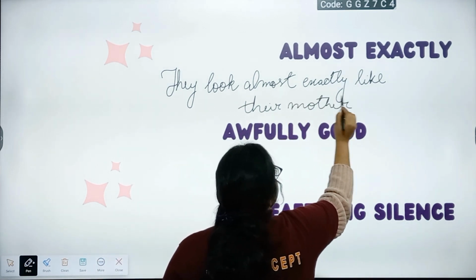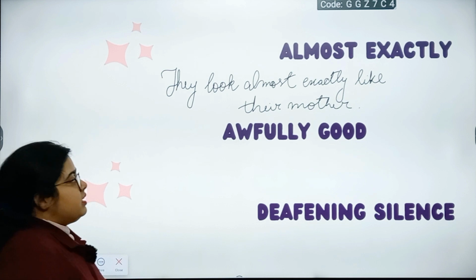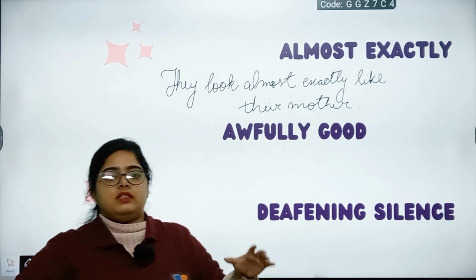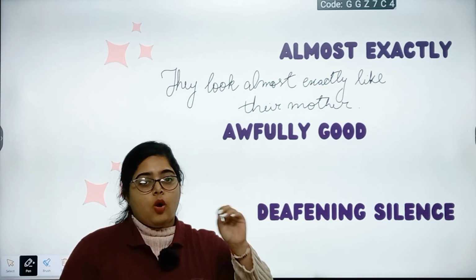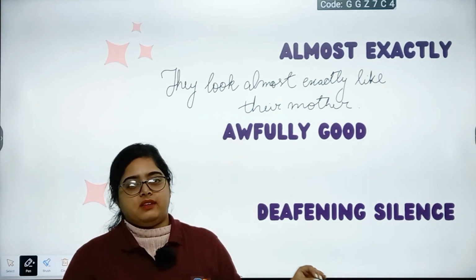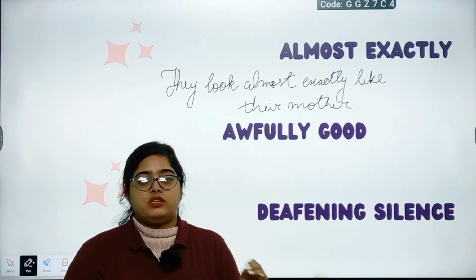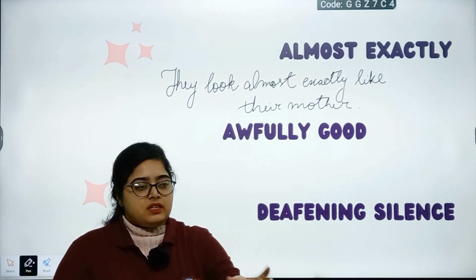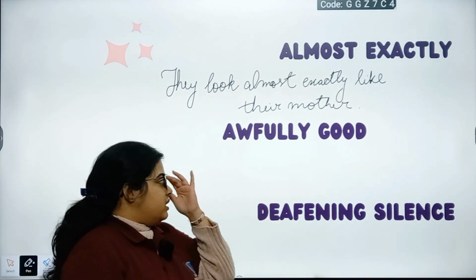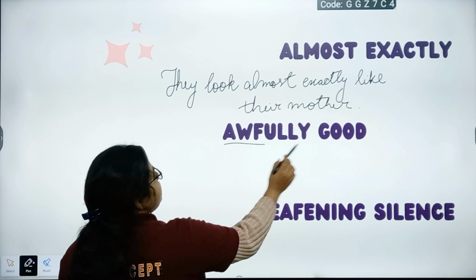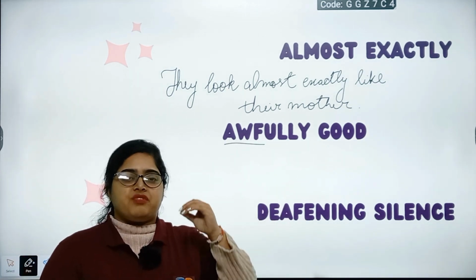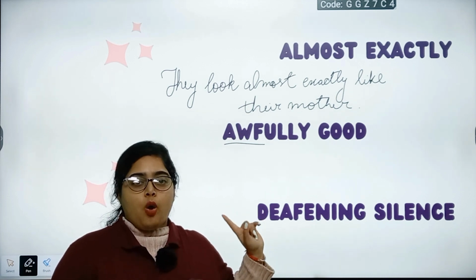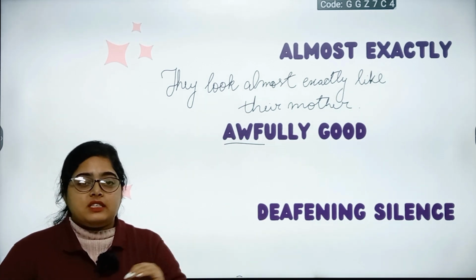Okay, so it means they look exactly like their mother, but almost means not completely like their mother. So it is known as almost exactly, meaning something is left out. Okay, then you have awfully good. Now awfully has a negative tone, right? Awful, something is very bad. Now what happens when you say awfully good? It means it is very good.